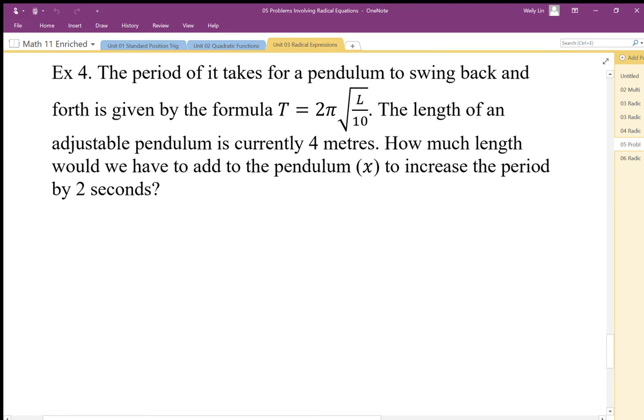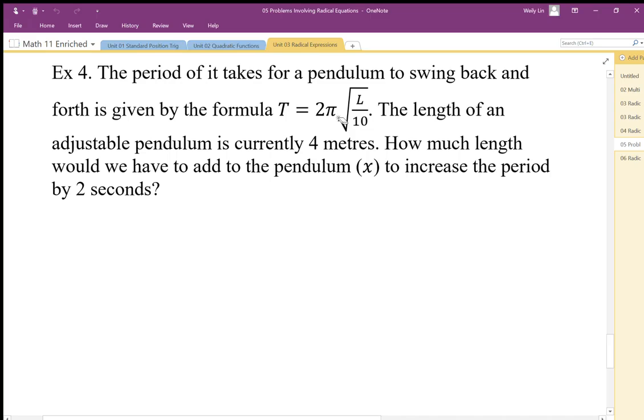The length of an adjustable pendulum is currently 4 meters, so that length changes. How much length would you have to add to the pendulum to increase this period by 2 seconds? Okay, so we need to first interpret this question. We need to add a certain length to increase the period by 2 seconds.